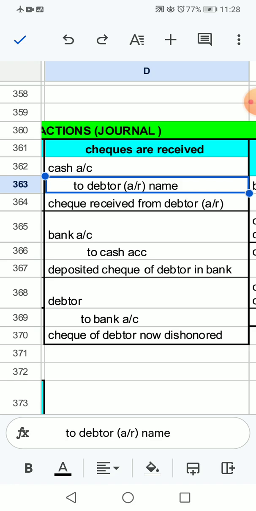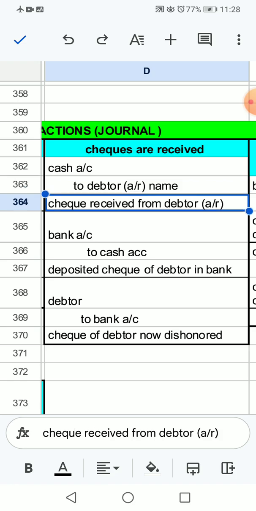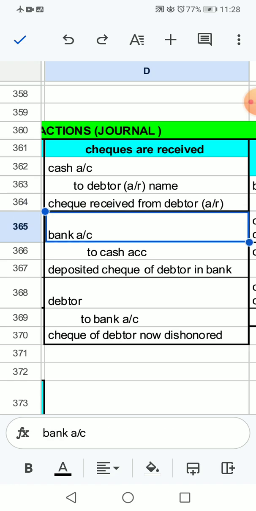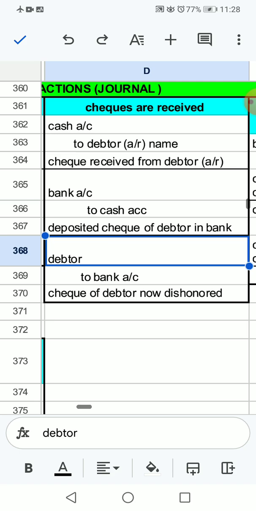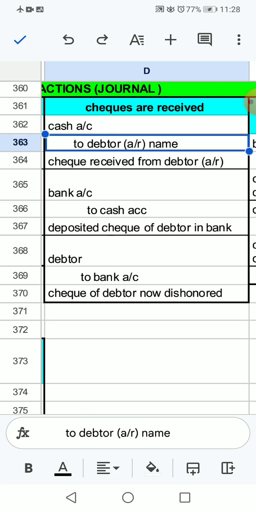When this check which you have received from your debtor is deposited into your bank account, the next day or next date your bank account will increase. That is why you have written bank account on the debit side. After dishonoring, what will happen? You will again go to your debtor and inform him that the check of the debtor has been dishonored.